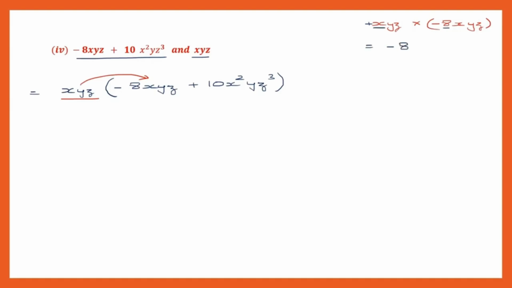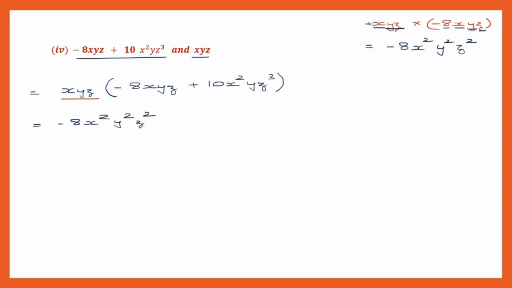We have 1x here and 1x here. That will be x to the power of 2. 1y and 1y. So y to the power of 2. 1z and 1z. So z to the power of 2. So what do we have here? Minus 8 x square y square z square. So we finished with the first one.